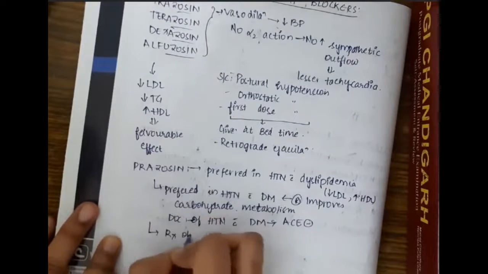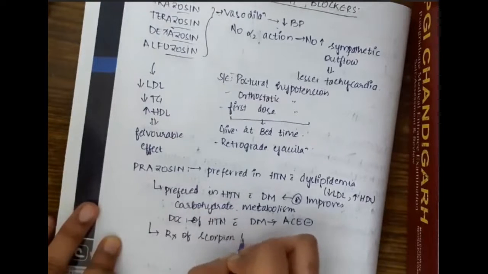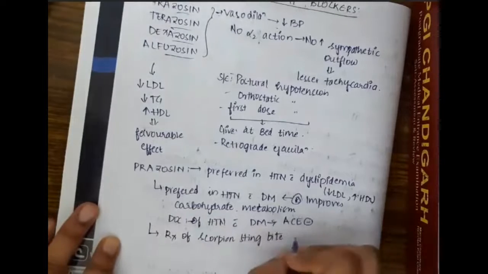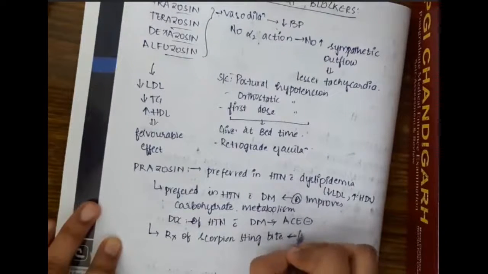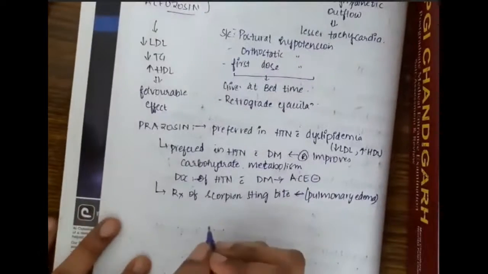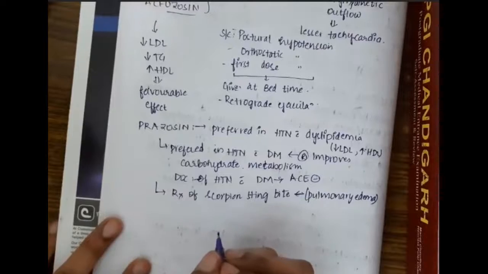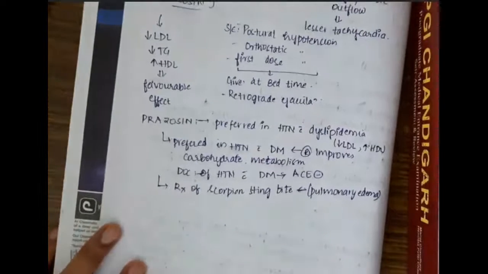But the drug of choice for hypertension and diabetes mellitus is angiotensin converting enzyme inhibitors. Prazosin is used as a treatment of scorpion sting bite.